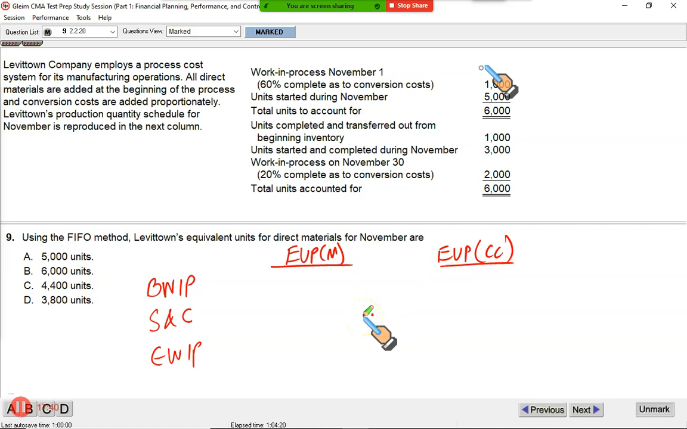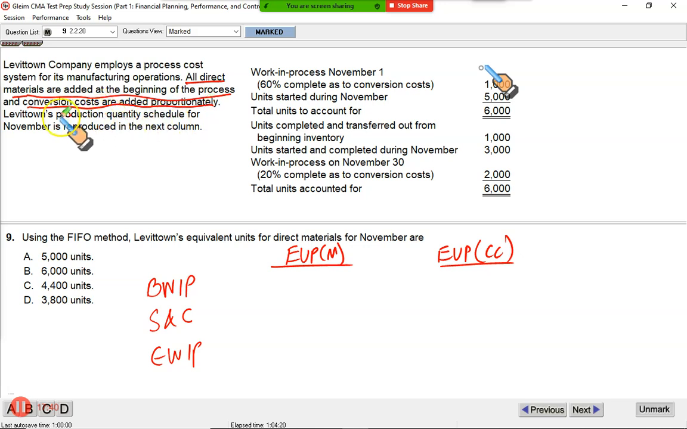Okay, now let's read the question, and let's first do the first step. Calculate equivalent units of production for material and conversion cost. Leviton Company employs a process cost system for its manufacturing operations. All direct materials are added at the beginning of the process. Material is added at the beginning of the process. When the process starts, material is added. And conversion costs are added proportionately. Conversion costs are added step by step.